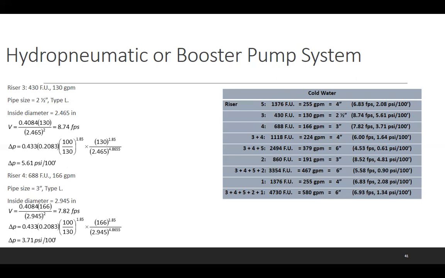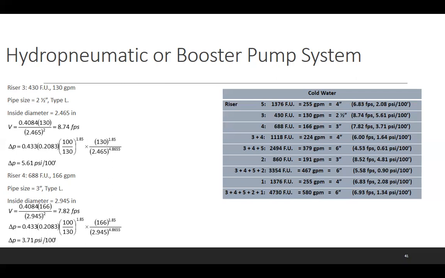Delta P is equal to 0.433 times 0.2083 times 100 over 130 to the 1.85, times 130 to the 1.85, over 2.465 to the 4.8655. The delta P is equal to 5.61 PSI per 100 feet. So, yan, mas mataas sa 5 inches. Riser 5 ang pressure drop.